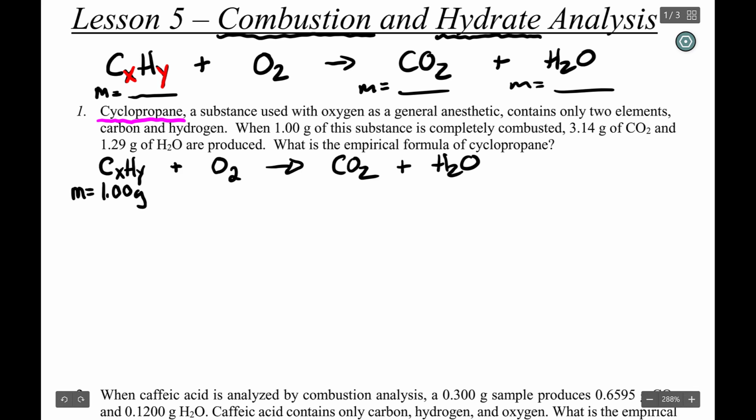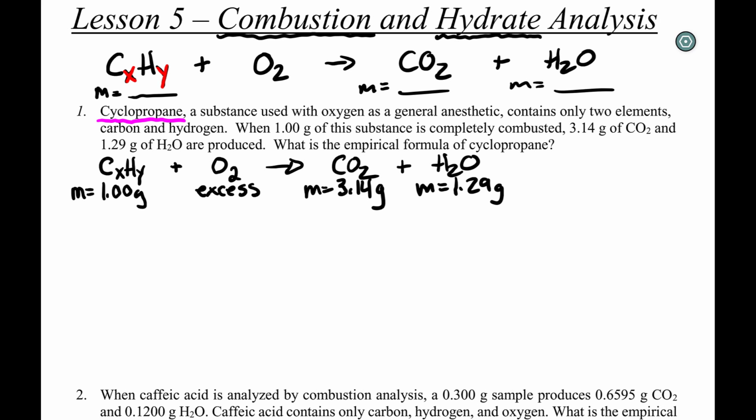So when 1 gram of this substance is completely combusted, so completely consumed, we know all of it is used up. That probably means that the oxygen here was in excess. We would produce 3.14 grams of CO2. And we would produce 1.29 grams of water. What is the empirical formula for cyclopropane?